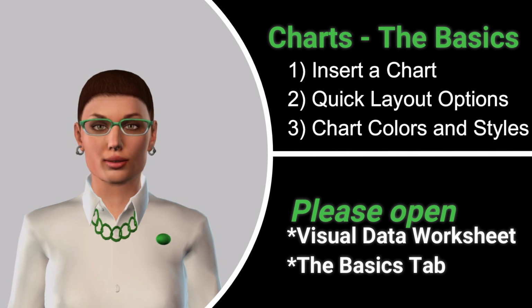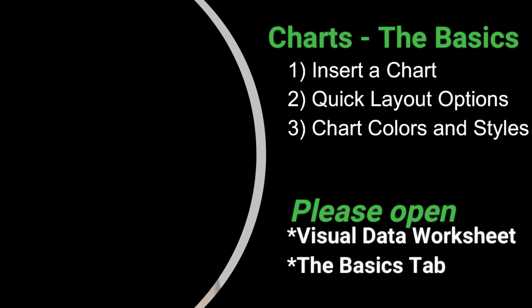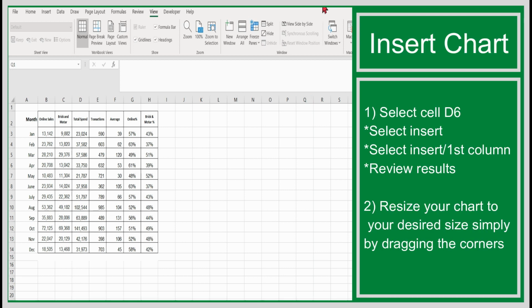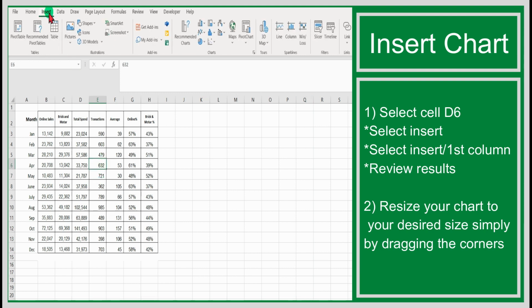Let's open the Visual Data worksheet and go to the Basics tab to get started. Okay, so here we are on our spreadsheet, and we're going to use the data on your screen to insert our first chart. Let's begin by selecting the area on the chart. I'm going to place my mouse inside of cell D6. Let's go up to the Insert tab and say Insert Chart.